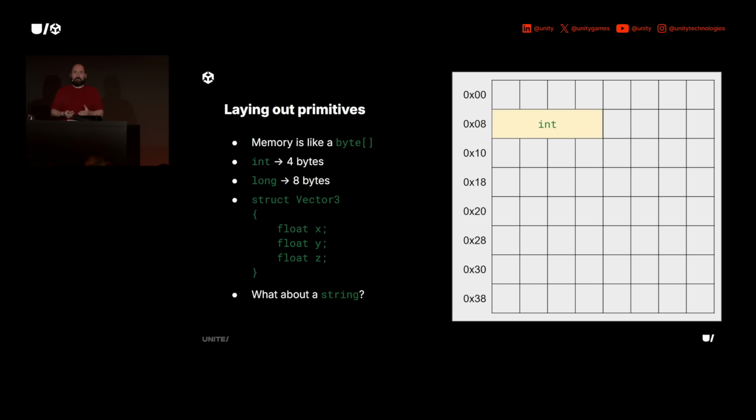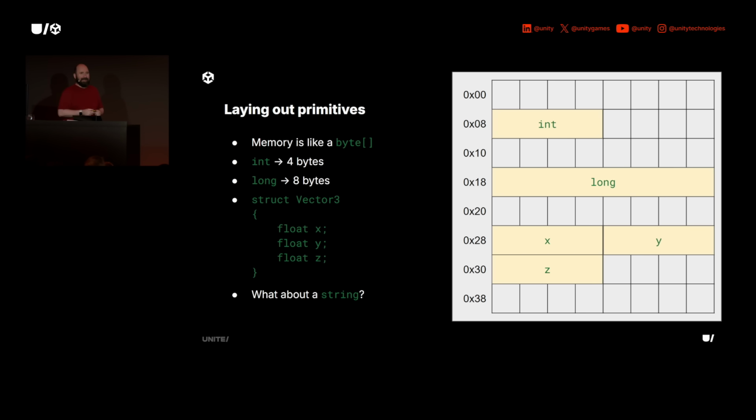A long needs 8 bytes, so maybe it goes in memory addresses 24 through 31. And when we're dealing with a C# struct containing multiple variables, those variables are laid out sequentially in memory, one after the other. For example, Vector3 is made of 3 floats, each of which needs 4 bytes of storage, so it looks like this. Now, there are some situations where this isn't quite true, where the compiler will do things like leave gaps so that your variables are aligned to nice round memory addresses, but we won't go into that today.